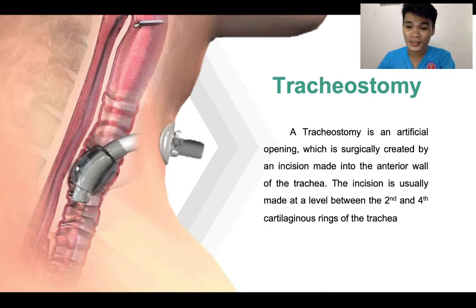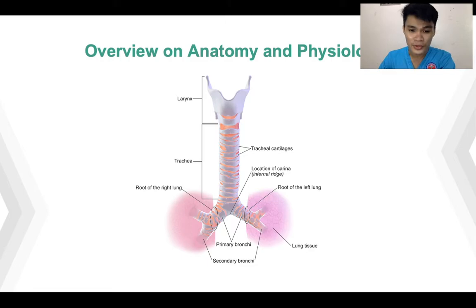Tracheostomy. This is an artificial opening which is surgically created by an incision made into the anterior wall of the trachea. The incision is usually made at a level between the second and fourth cartilaginous rings of the trachea. A tracheostomy provides an air passage to help the client breathe when the usual route for breathing is blocked or reduced. Now, let us review the anatomy and physiology, just a quick overview.